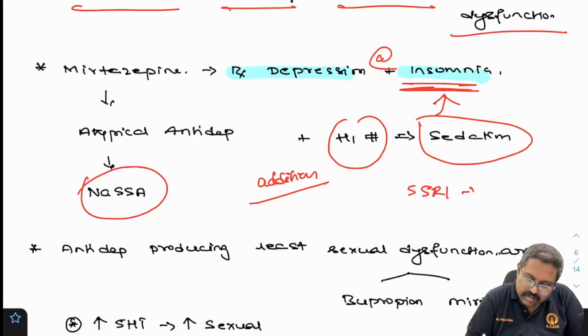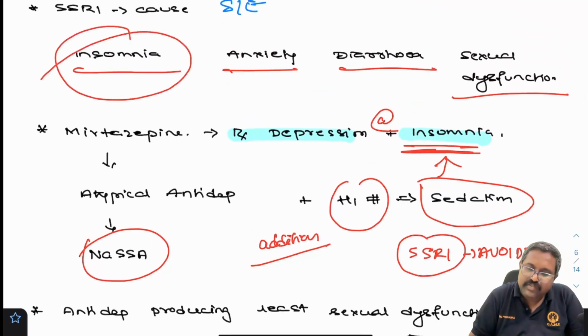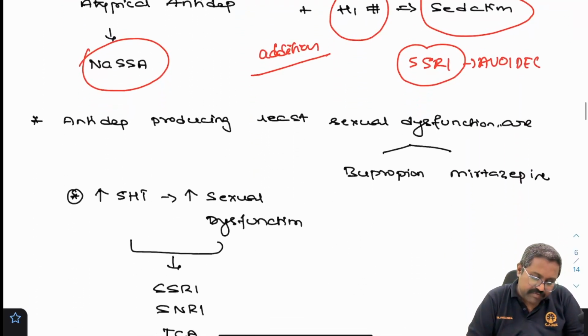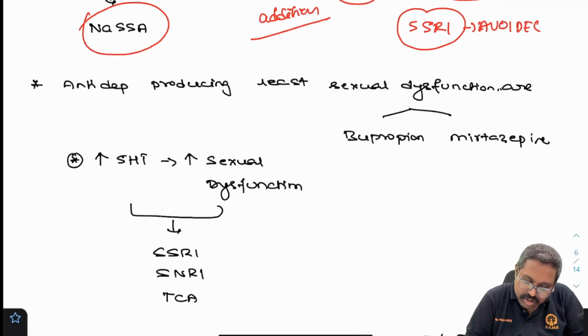SSRIs are avoided. Why are SSRIs avoided? Because as you saw, SSRIs will cause insomnia as a side effect, so you cannot use them. And we have an antidepressant which produces least sexual dysfunction. So the antidepressant which produces least sexual dysfunction is BM.